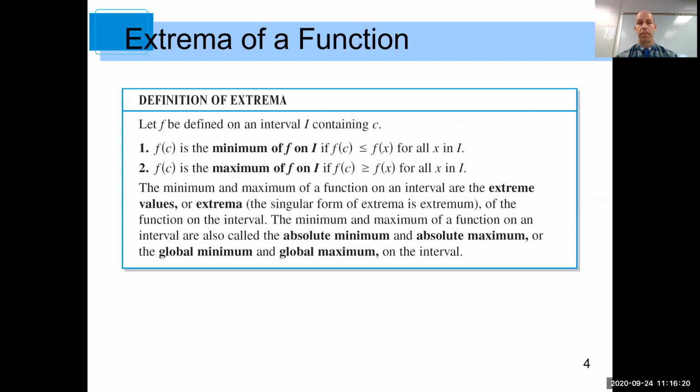A maximum is just the opposite. f of c is called a maximum on an interval if f of c is greater than or equal to all of the f of x's on that interval. These are called extreme values, or extrema; extrema is plural and extremum is singular. Absolute minimums, absolute maximums, global mins, global maximums, those are the same thing. So an absolute minimum means it's literally the lowest value for the entire function.